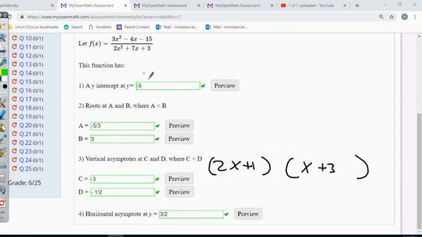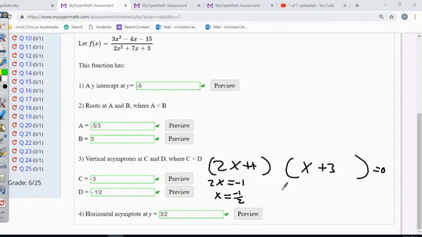2x times x is 2x squared. 2x times 3 is 6x. 1 times x is x. 6x plus x is 7x. 1 times 3 is 3. So these are the values that make our denominator equal to 0. So you have 2x plus 1 is equal to 0. So 2x is equal to negative 1. X is equal to negative 1/2.